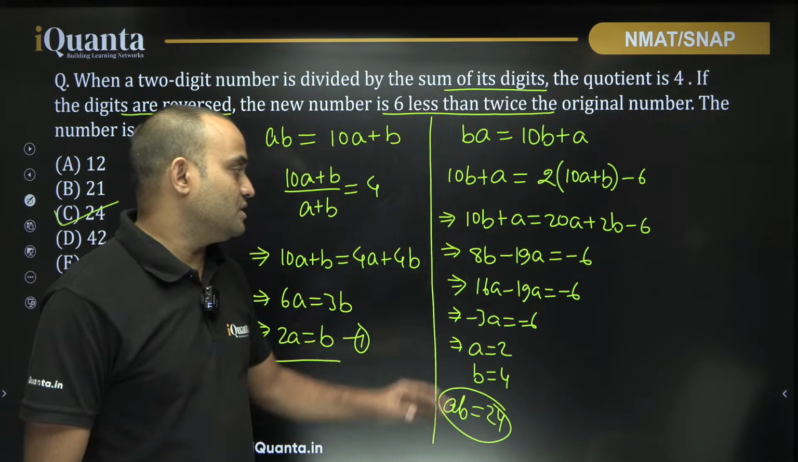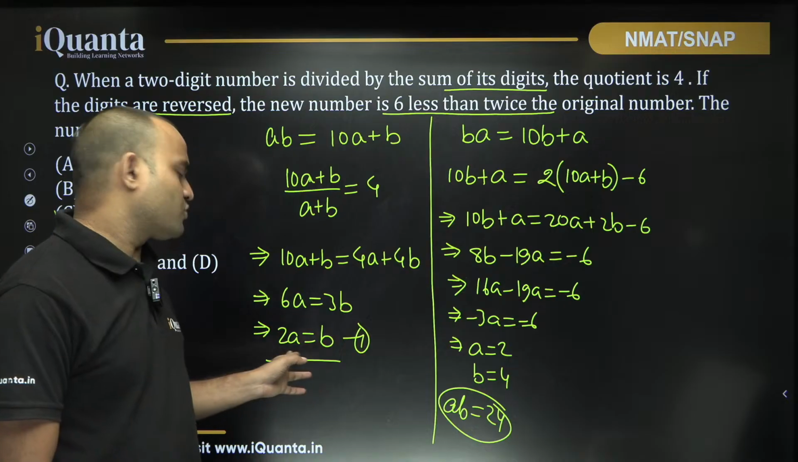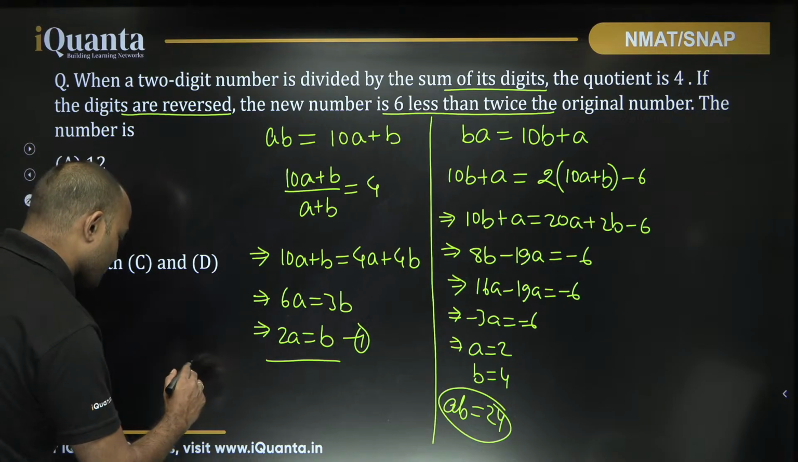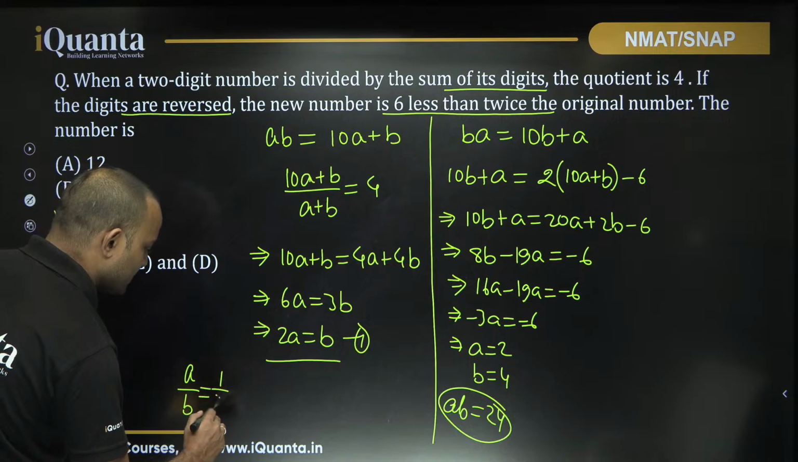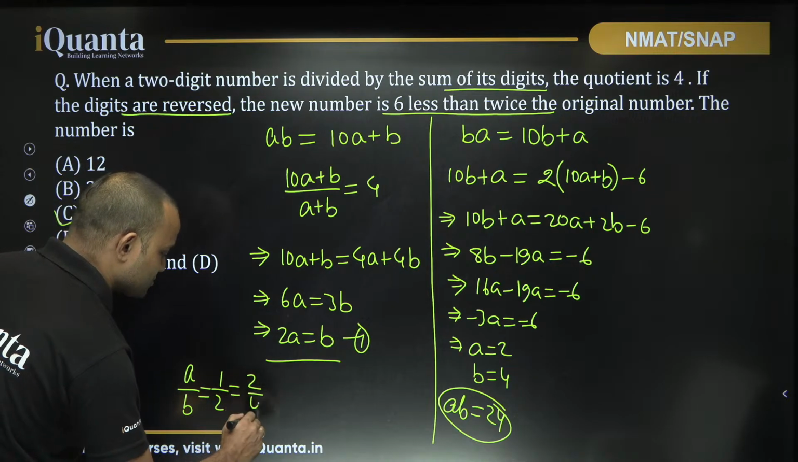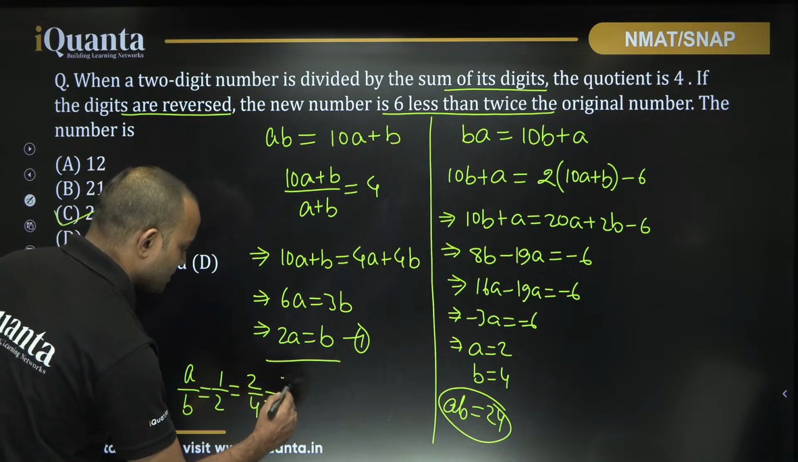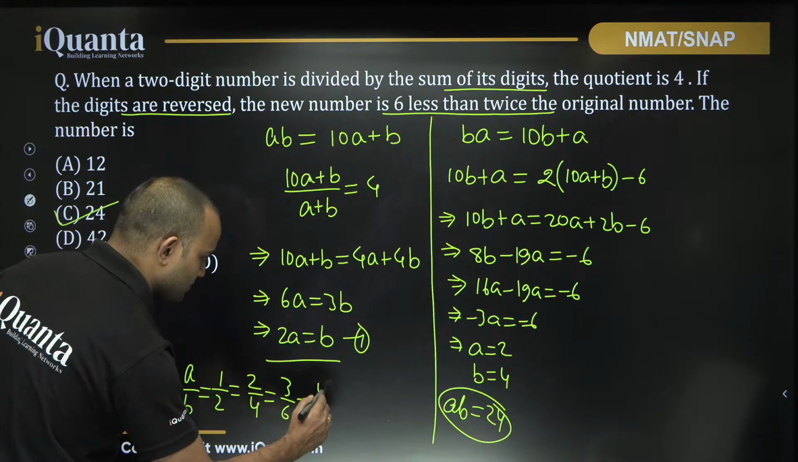Now, if you don't want to solve all this, from here as well, you can find the ratio of A by B, which will be equal to 1 by 2, or the digits could be 2, 4, or it could be 3, 6, or it could be 4, 8.